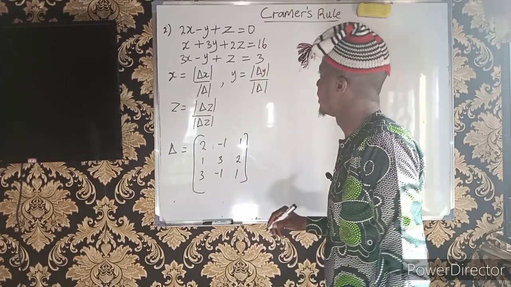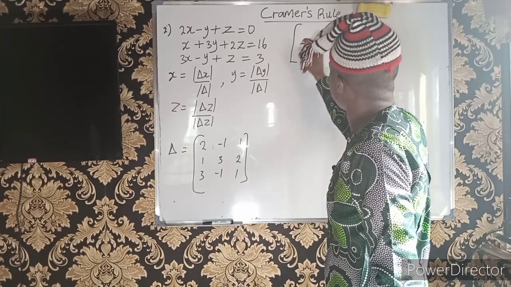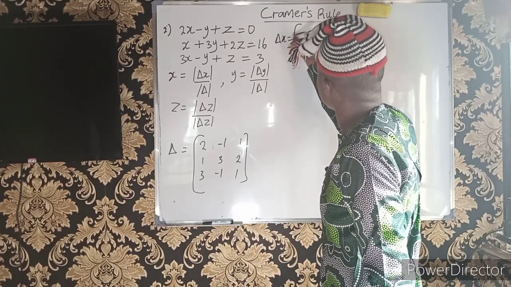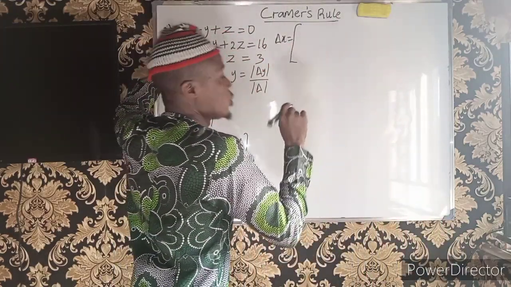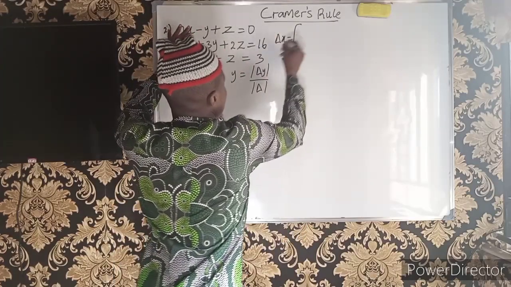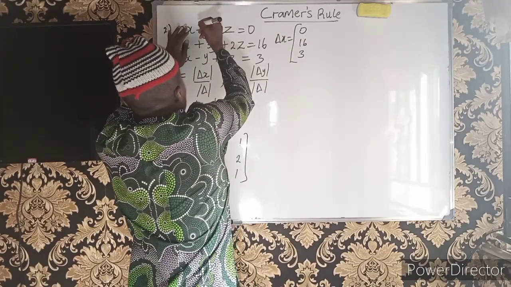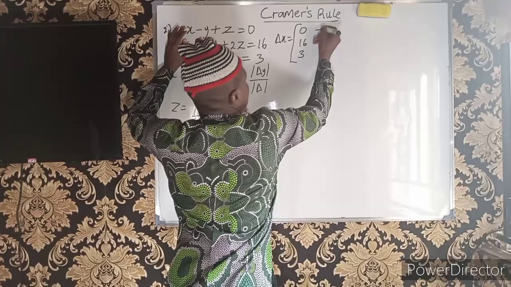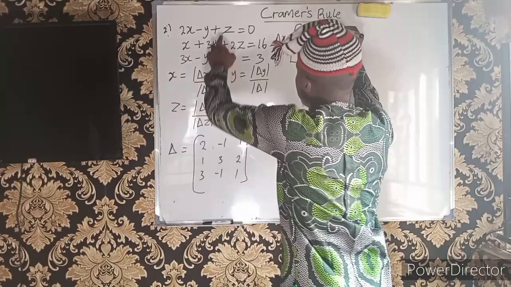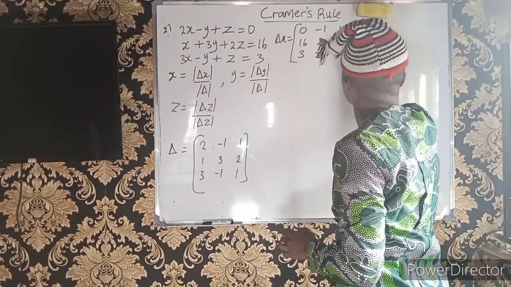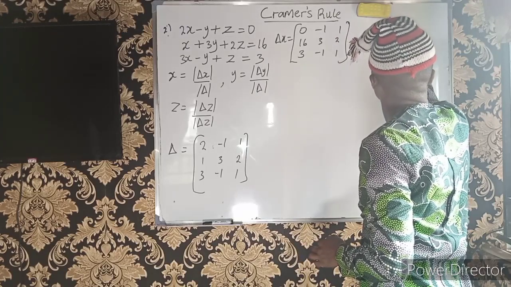We also need to get change in x and change in y. For change in x, you must, as usual, start from the right hand side, but don't touch x. So it will be 0, 16, 3, followed by y: minus 1, 3, minus 1, then z, which is 1, 2, 1.